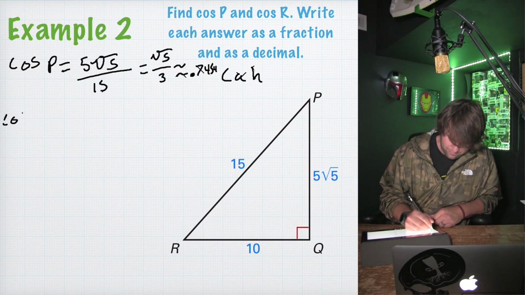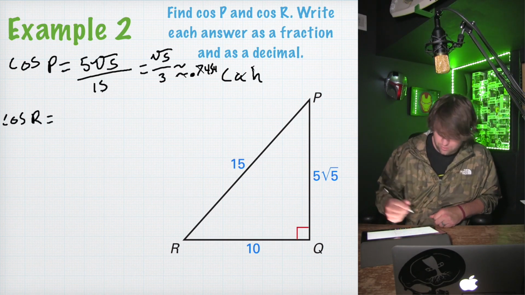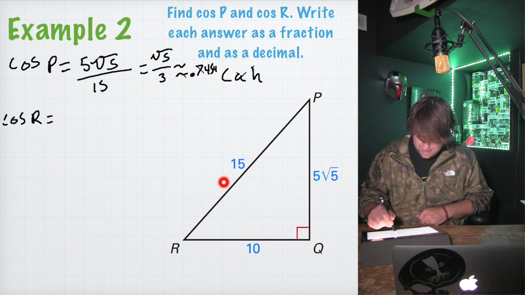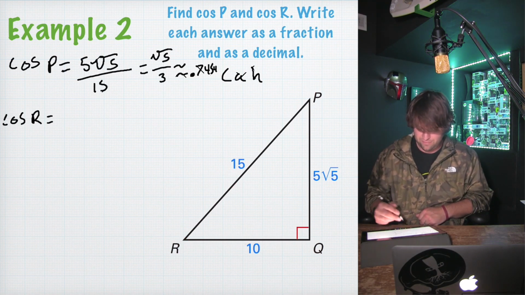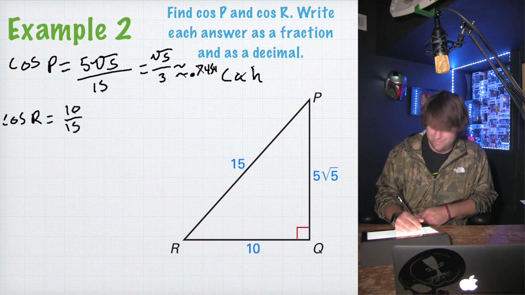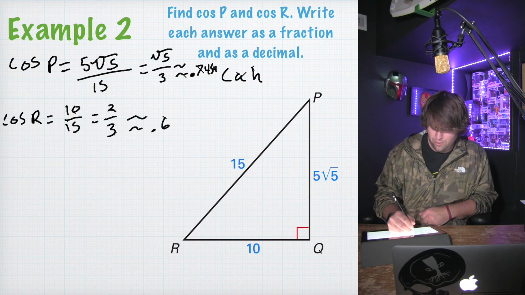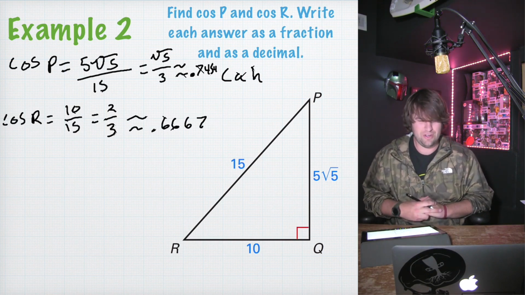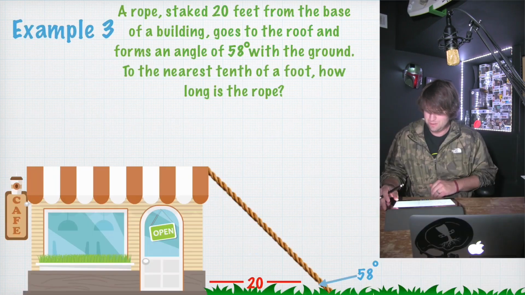Cosine R equals, so we have R, and adjacent to R is 10. Adjacent meaning it's touching it, and it's not the hypotenuse, obviously. 10 over 15. Once again, both divisible by 5. They're really liking that today, aren't they? So that's going to be 2 over 3, which as a decimal is about 0.6667 to the 4th place, because it's 0.666 forever and ever. So let's keep going. That wasn't bad.